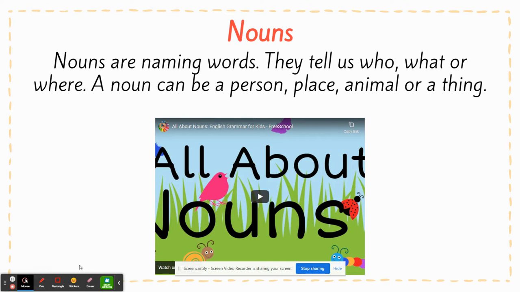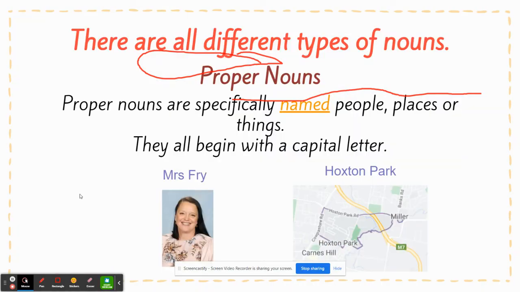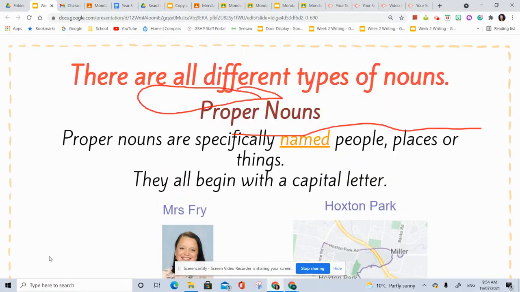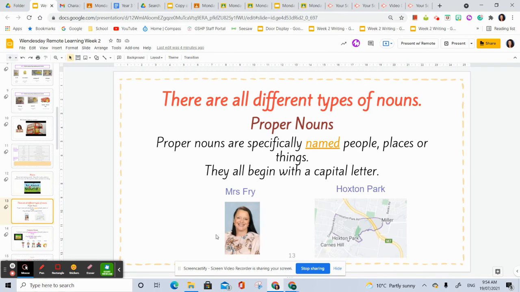Now, a noun is a naming word, okay? It's a naming word that tells us the name of a person, a place, an animal, or a thing. Some further information for you is on this video link over here. There are different types of nouns. So what we want you to really focus on is a different type of noun. There's a proper noun. Proper nouns are specifically named people or places.